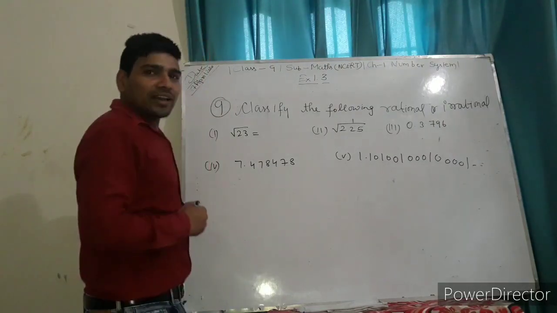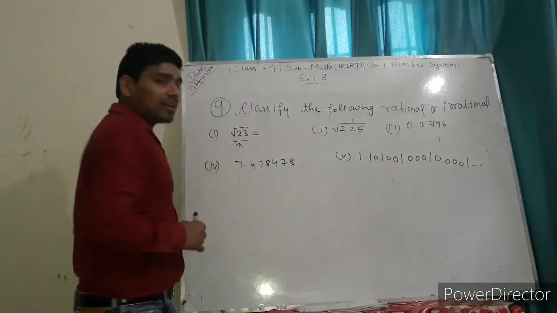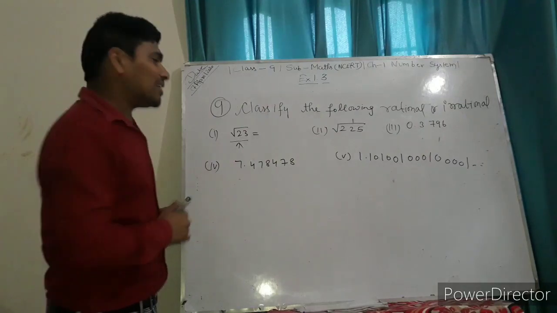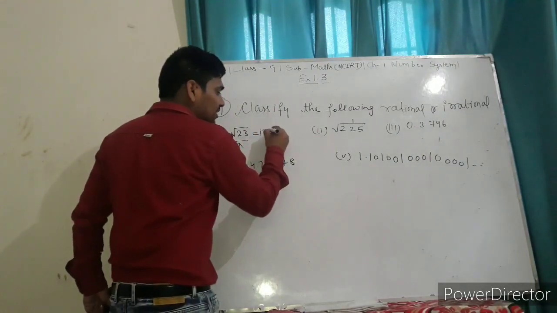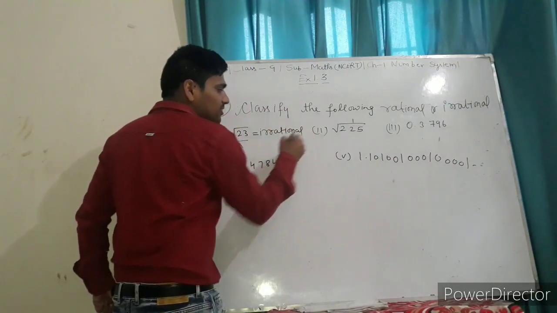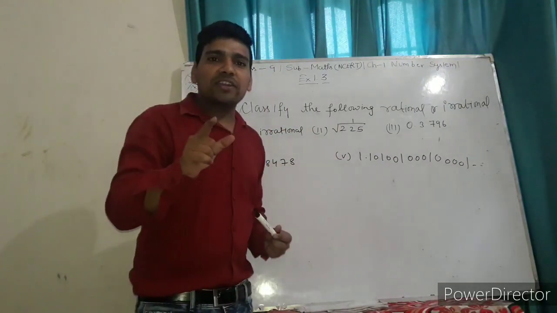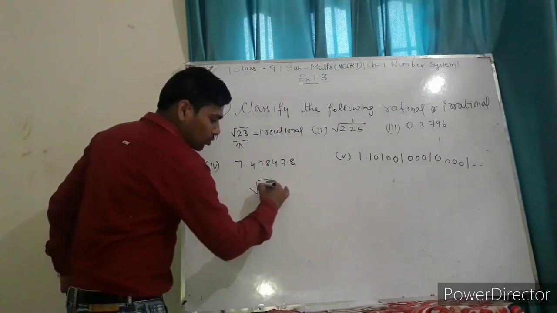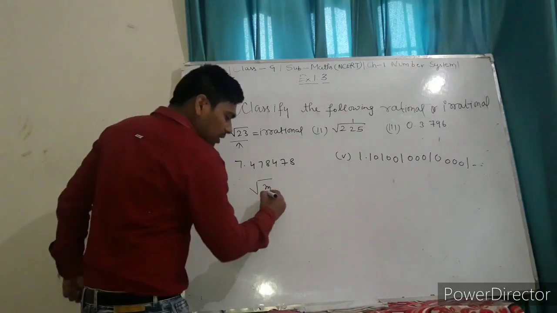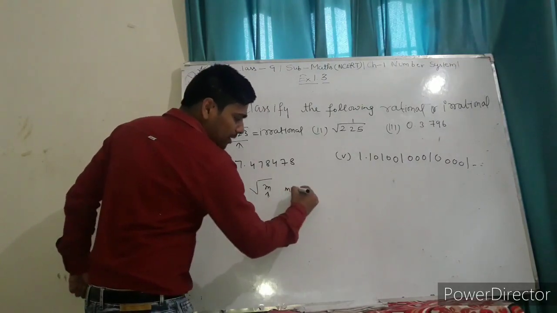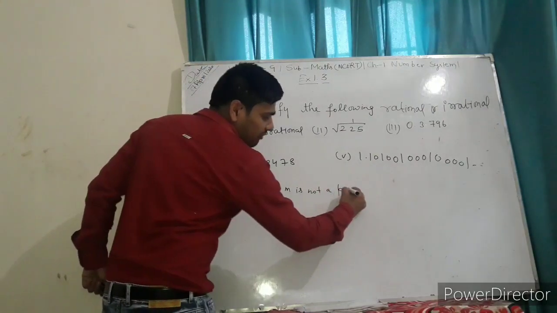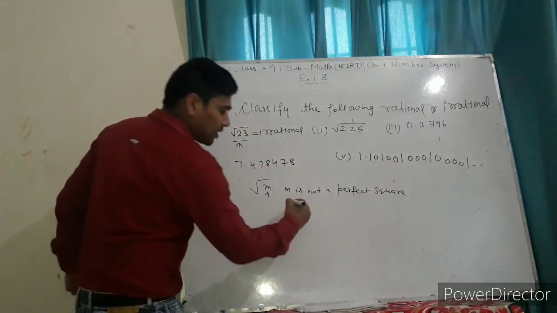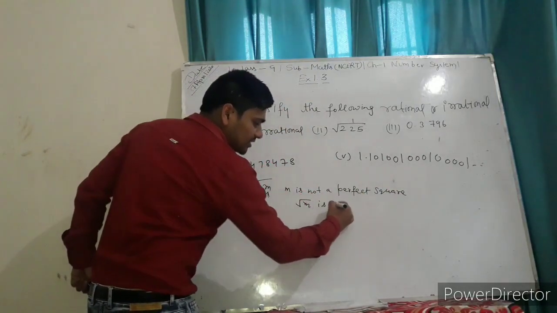The first number is root 23. First of all I am going to tell you the answer: it is an irrational number. Why is it irrational and how will you identify this? This is a number in the form root m. If m is not a perfect square, root m is irrational.